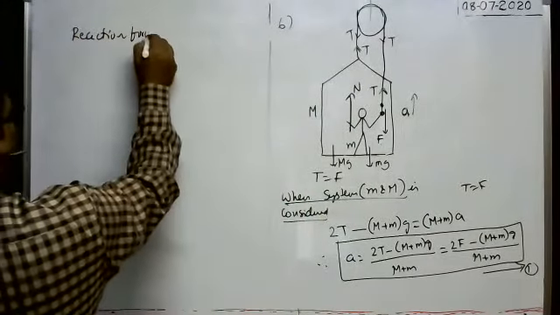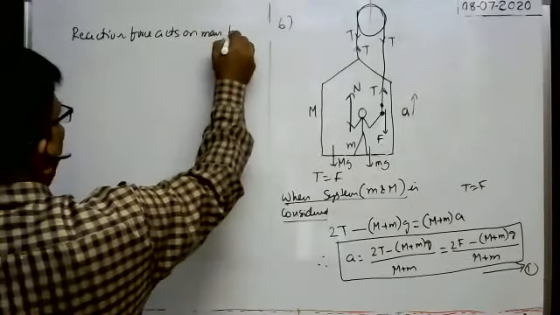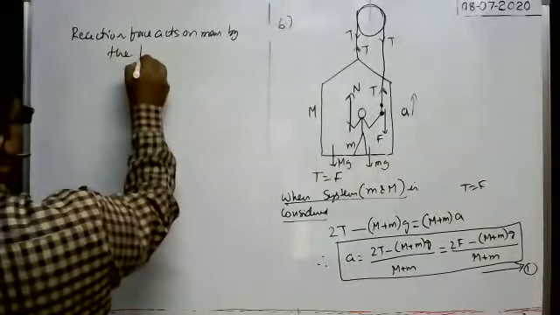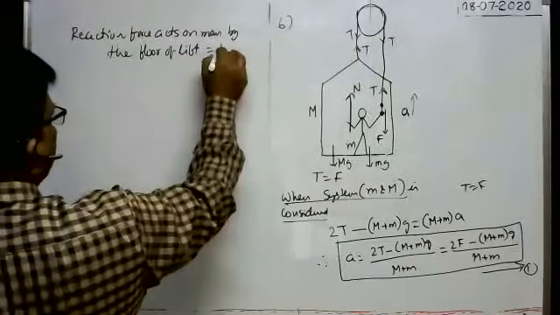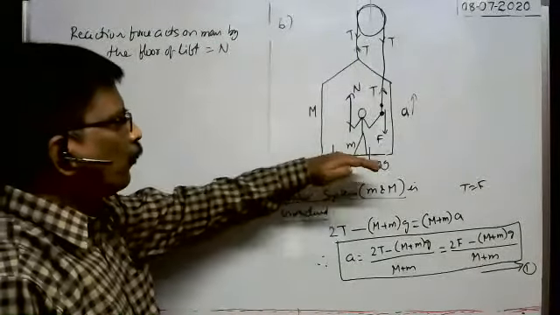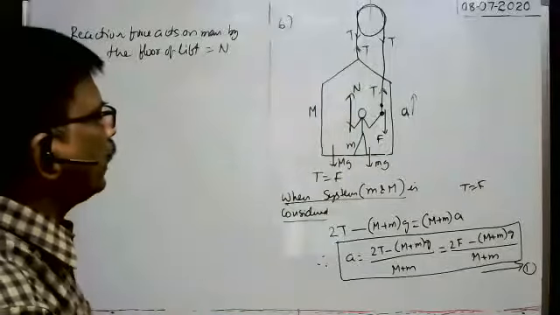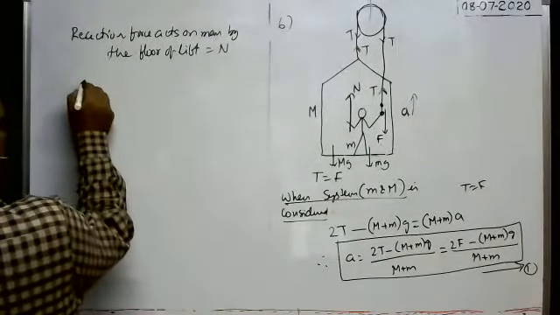Reaction force acts on the man by the floor of the lift, which is equal to say N. So what is the normal reaction exerted by the floor of the lift on the man? N we have to find. How? You take the free body diagram of the man.